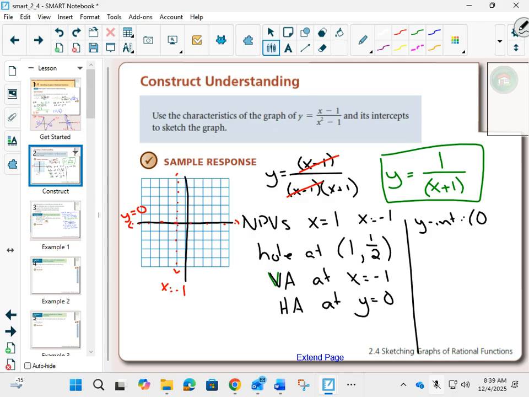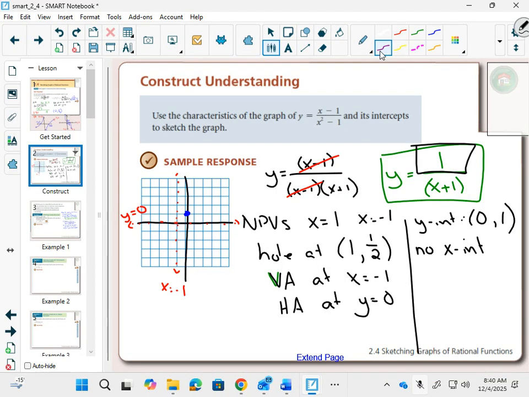The y-intercept is always easy to find, plug in 0. And again, now we're just dealing with the green equation. So I plug in 0 for x, I get 1 for y. And this is why it's important to look at your new equation. Because if you looked at your original equation, you might think there's an x-intercept at 1, because that would make the top equal to 0. But after you've simplified it, my numerator here is never going to be equal to 0. So there are no x-intercepts.